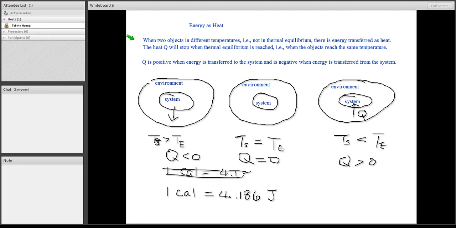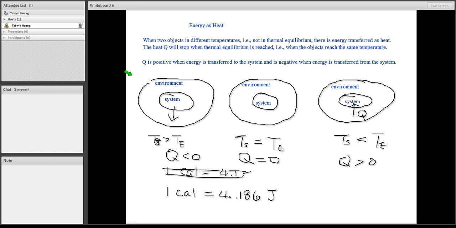Capital Q is what we call heat. We consider it positive when energy is transferred to the system. In other words, when the system obtains this energy, Q is positive, and Q is considered negative when the energy is transferred from the system. So when you transfer energy into the system, it is considered gaining. When the energy is transferred from the system, in other words the system is releasing heat, then it is considered negative. So let's look at three cases.